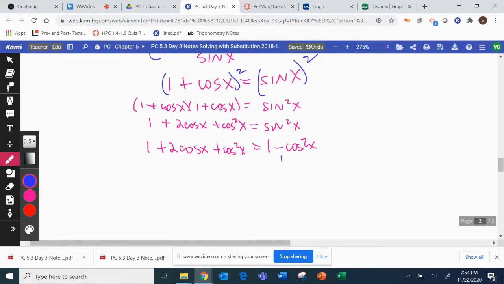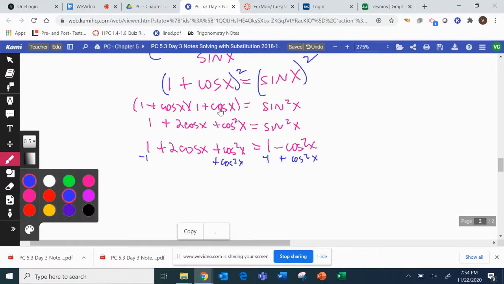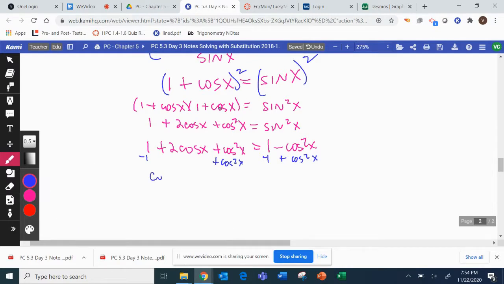Let's see, if I add cosine squared x and take away 1 from both sides, I will get 2 cosine squared x plus 2 cosine x equals 0. And here I have a greatest common factor that I can factor out, 2 cosine x. That leaves me with cosine x plus 1.